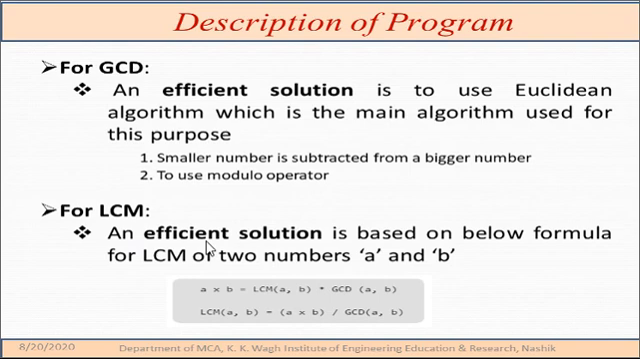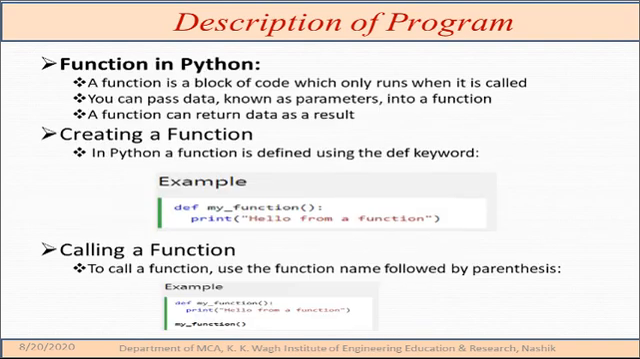Similarly, for calculating the LCM, the efficient solution uses the below formula. In a programming language we should know how to calculate the GCD, and if we multiply LCM by GCD, we get the multiplication of the two numbers. So how can we calculate the LCM? We can apply the formula: LCM equals the multiplication of the numbers divided by the GCD of the numbers, then we get the LCM.